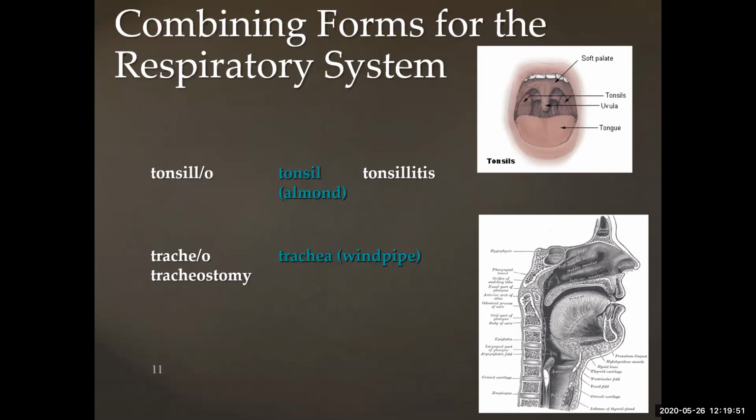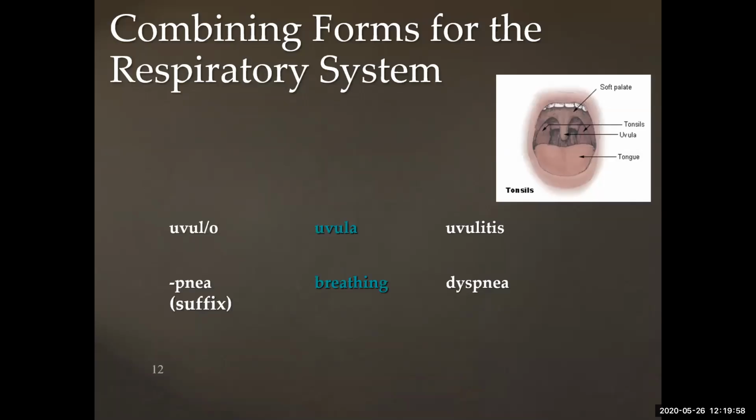Tracheostomy, trachea is the windpipe. So cutting into it would be tracheostomy. They would have a hole in their trachea. Uvula, the thing that hangs down the back of your throat. You can have uvulitis, so it gets inflamed.